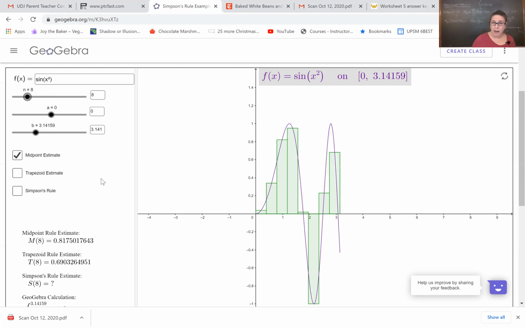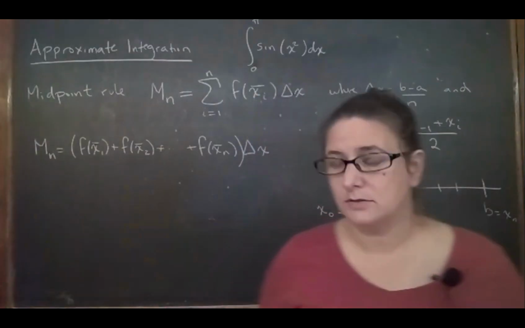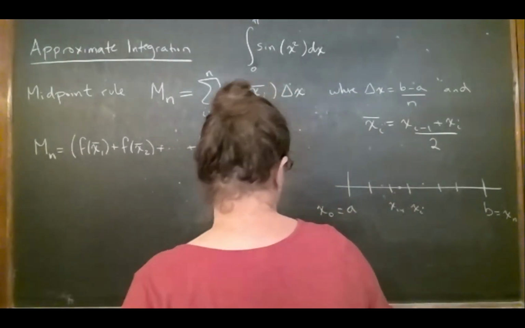Okay, so let's see how we do that. First of all, you see actually on the right hand side here, I've clicked midpoint, but we're going to talk about all 3 of these rules because you need to know all 3 of them. So we will come back to this example. So you can just have this picture in your head, but now I'm going to go back to the board and kind of work it out.